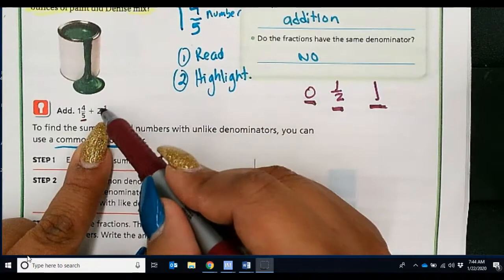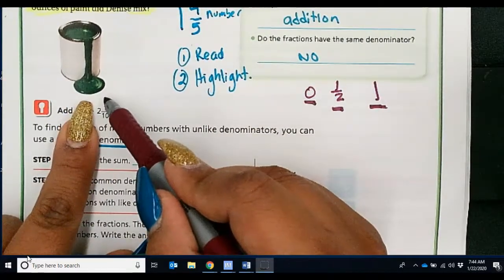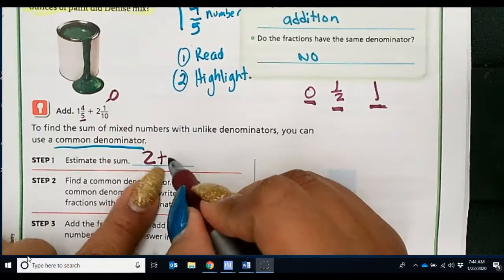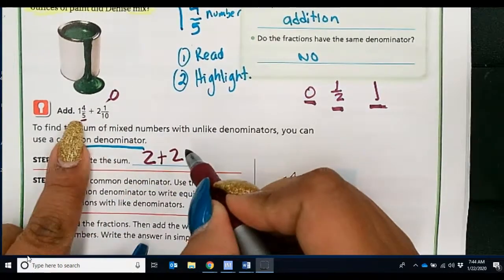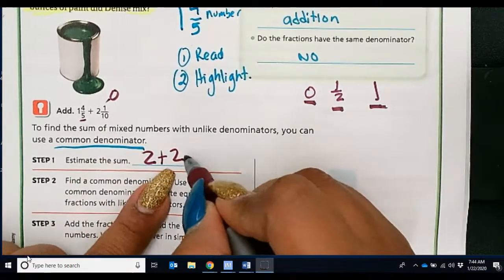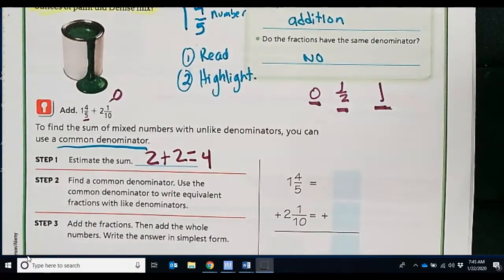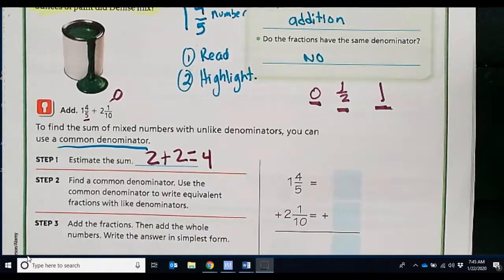So that means that I'm going to add 2. So 2 plus 0, because I'm rounding the fraction to 0, will be 2. So my estimate is going to be 2 plus 2. And 2 plus 2 equals 4. So that is my estimate. 2 plus 2 equals 4. That means that when I'm finished, my answer should be very close to 4.